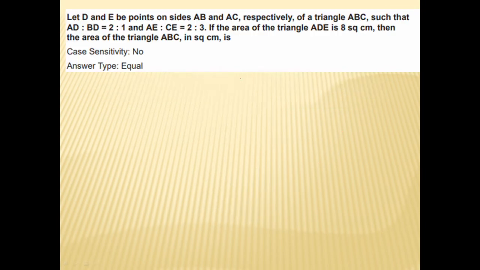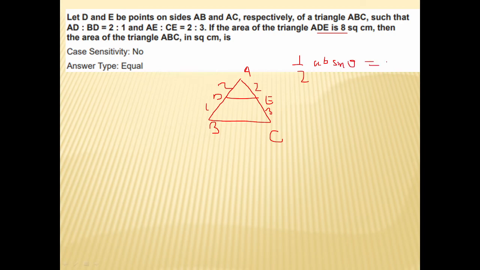See the question. In triangle ABC, D is here and E is here, with sides 2, 1, 2, 3. The area of triangle ADE is given. As soon as you see these side ratios, a smaller triangle in the bigger triangle, and their areas, it should immediately strike you that this question will be done by area equal to 1 by 2 AB sine theta. Now, what is the area of ADE given?